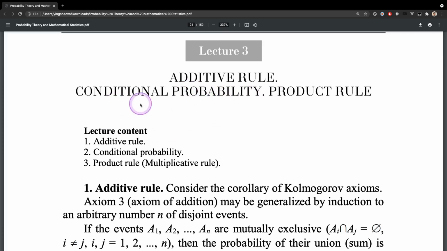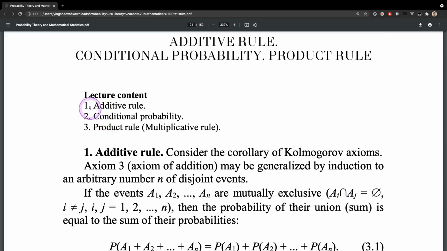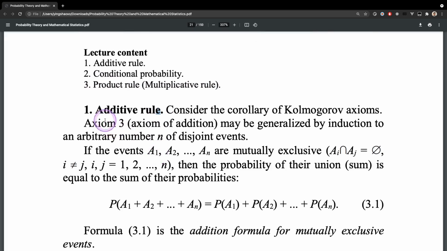Additive rule, conditional probability, product rule. So this is what we're going to learn. Additive rule, conditional probability, product rule. What is that? Let's get into the first one.